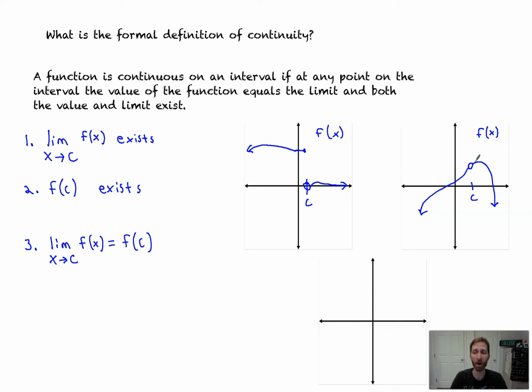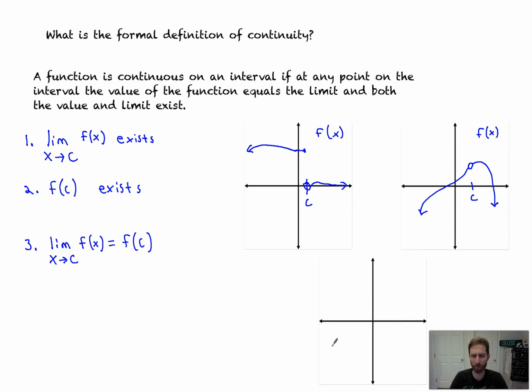Are we continuous everywhere else? Sure, we are. But we're talking about at c, are we continuous? And the answer is no. The limit exists at c, but the function does not. And then last, we've also got to have that the limit as x approaches c of f of x must also equal f of c. So what would be a case where maybe 1 and 2 are both true, but 3 isn't?